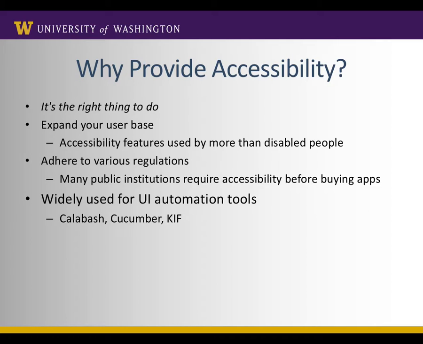As far as the technical reasons for providing accessibility, it's widely used for UI automation tools, and some of those tools include Calabash, and yes, there's an actual tool called Cucumber. The reason it's called Cucumber is that the underlying parsing framework, because it's written in Ruby, is called Gherkin. So of course, if you've got Gherkin, you have to have Cucumber. And then there's also a UI tool called KIF, and I can't remember what that stands for. Maybe keep it functional or something like that.